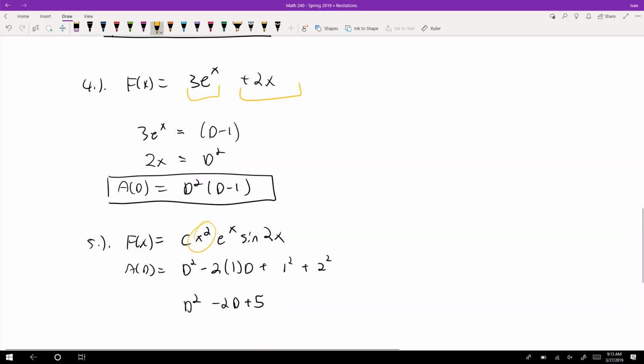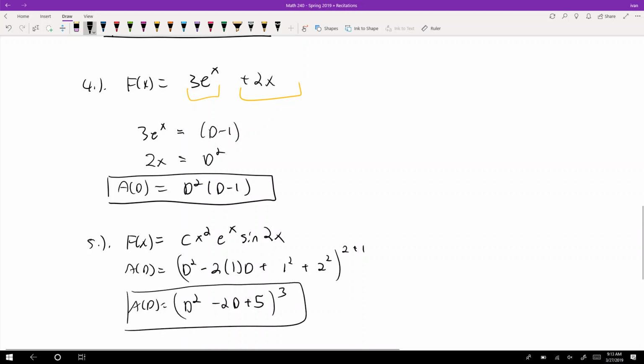So we haven't really taken care of the x squared, right? And so how do we do that? Well, to kill that x squared, what we're going to do is take this annihilator and raise it to the 2 plus 1 power. The power on x squared is 2, so that's 2 over there, and we just add 1 to it. So this is going to be d squared minus 2d plus 5 cubed. All right, and again, we're not going to check it because this would take forever, but it's the right annihilator.